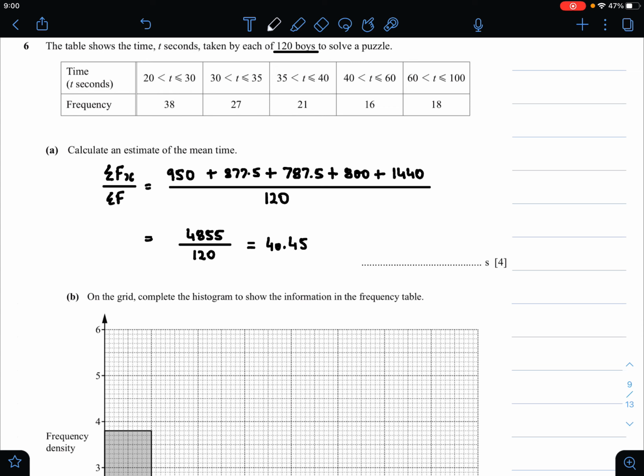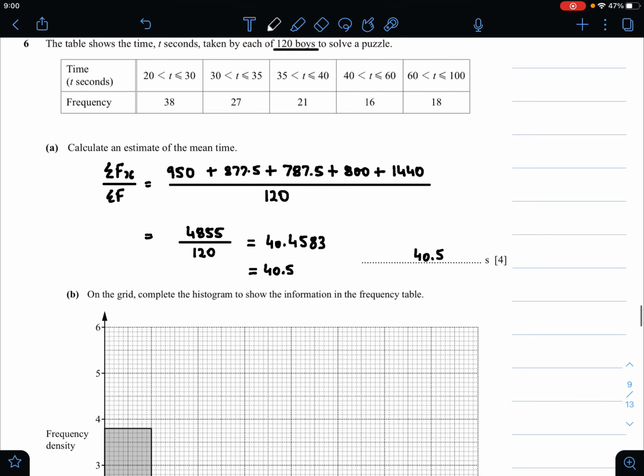So 40.4583. Now since we need to give our answer in 3 significant figures, your final answer will be 40.5, because the fourth significant figure in this case, which is 5, is greater than or equal to 5. So it rounds off the 4 to the next number.